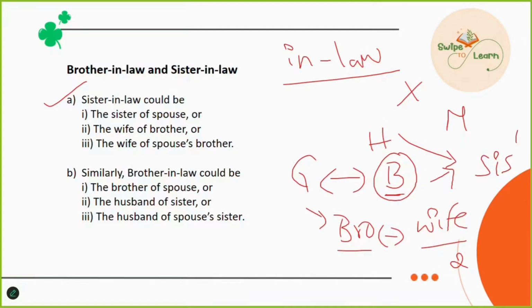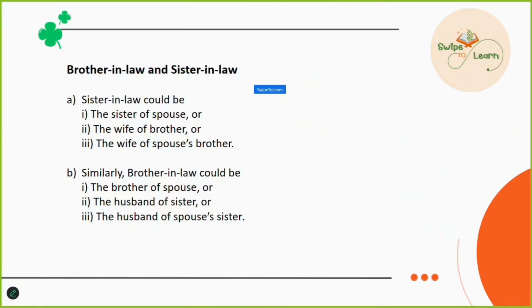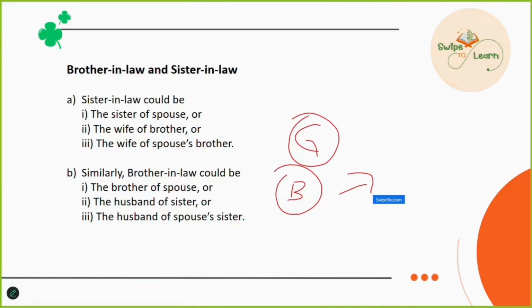And the third one would be, see, you have a husband, right? If your husband has a brother, then this brother's wife is also your sister-in-law. Okay, so your husband's sister, or your brother's wife, or your husband's brother's wife. These three might be your sisters-in-law. Similarly, for brother-in-law, there would be three options. Instead of considering you as a girl, consider you as a boy, then you will be getting a brother-in-law.